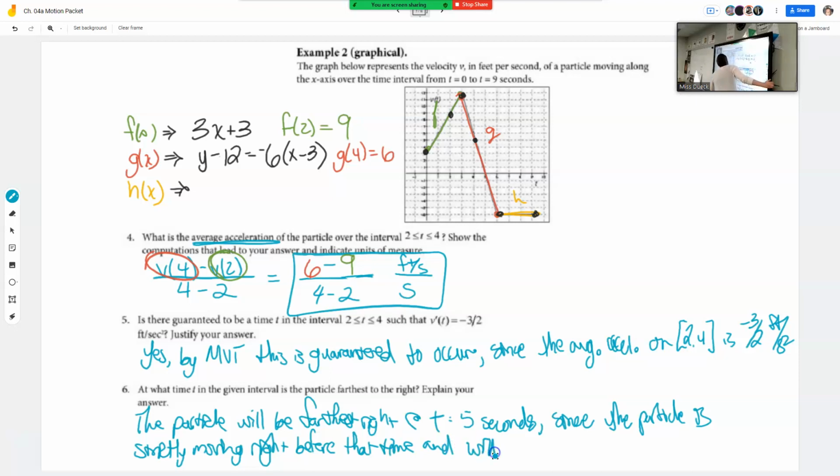And will be strictly moving left after that time. Till, I'll just stop it there. I was going to say till the end of the interval, but that's simple. Strictly moving right, say what?